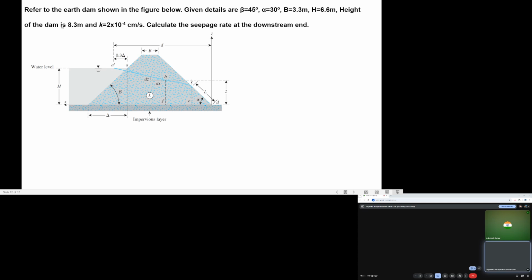Now this is the diagram that is given. Refer to the earth dam shown in the figure below. Given details are beta is 45 degrees, alpha is 30 degrees, B is 3.3 meters, H is 6.6 meters, height of the dam is 8.3 meters, and permeability K is 2 into 10 power minus 4 centimeter per second. We have to calculate the seepage rate at the downstream end. Any doubts? No, sir.